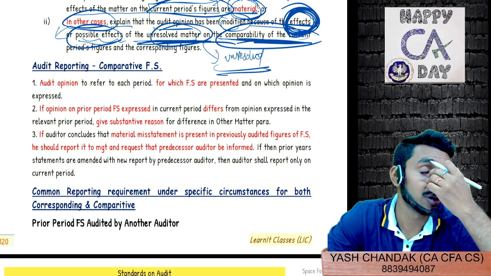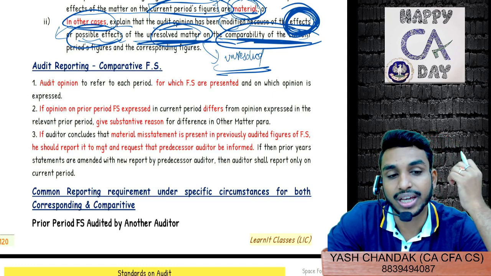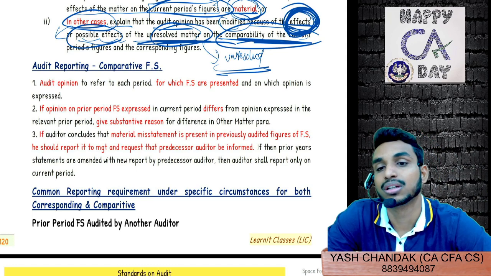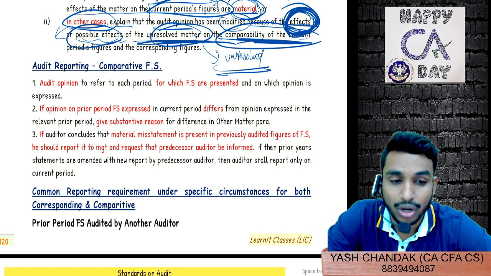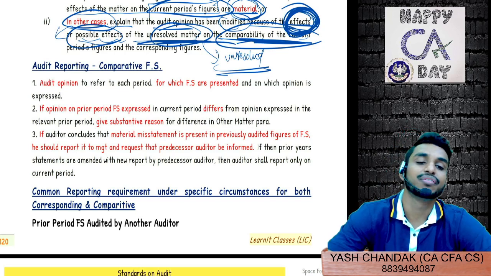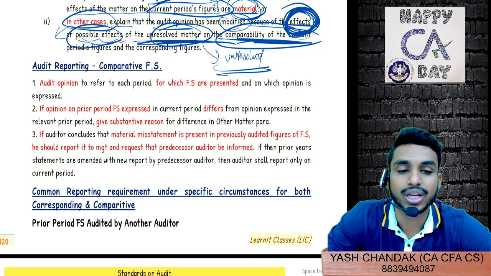Prior period financial statements auditor did not modify it. However, while completing your audit for the current period, you identified material misstatements in the prior periods. What will you do as an auditor? What? We will modify the current year financial statement, no? Right. Modify the opinion. Vijay is also correct. Modify.